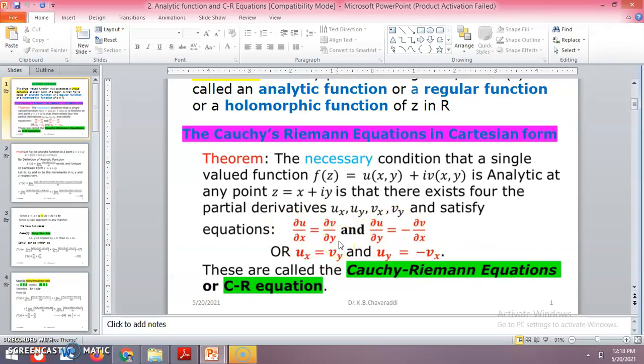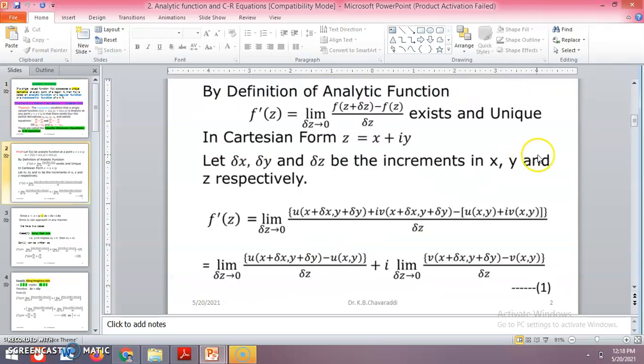So these are very important in starting complex analysis. If at all you want to say that a function is analytic, that function has to satisfy these CR equations. Now let us see the proof of these CR equations. First, as we know, take the definition of an analytic function.